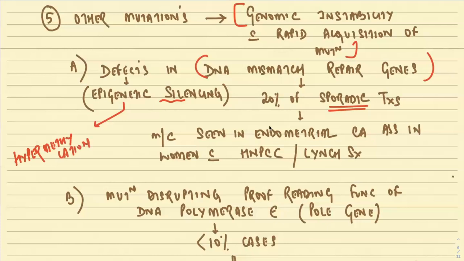Most commonly, it is seen in endometrial carcinomas associated with women who have Lynch syndrome or HNPCC. Very, very important. Defects in the DNA mismatch repair genes are seen in sporadic tumors, plus they are also seen in the familial variety of tumors, the ones associated with Lynch syndrome, that is HNPCC. Such people will have not only endometrial carcinomas, but also an increased risk of colorectal carcinomas.